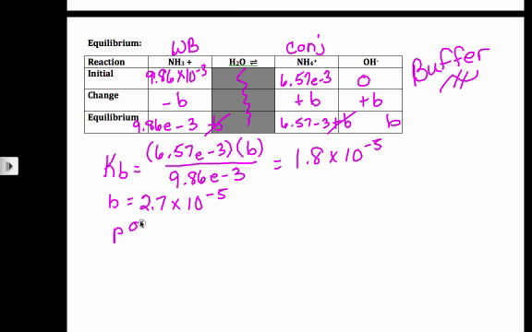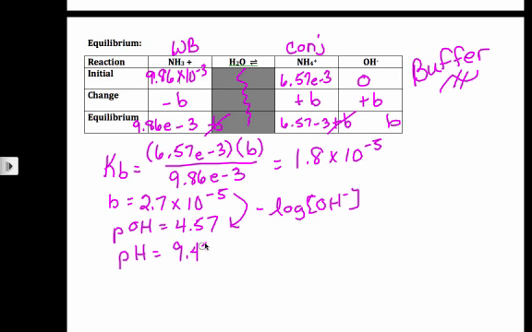My pOH is equal to 4.57. I'm assuming you can move from here to here. Just take minus the log of your OH minus concentration. And then my pH is equal to 9.43. Remember, pH plus pOH is 14. Now, what's interesting here is we have some product, and we're going to see that the addition of that product hinders the dissociation, or the base properties, of the ammonia.